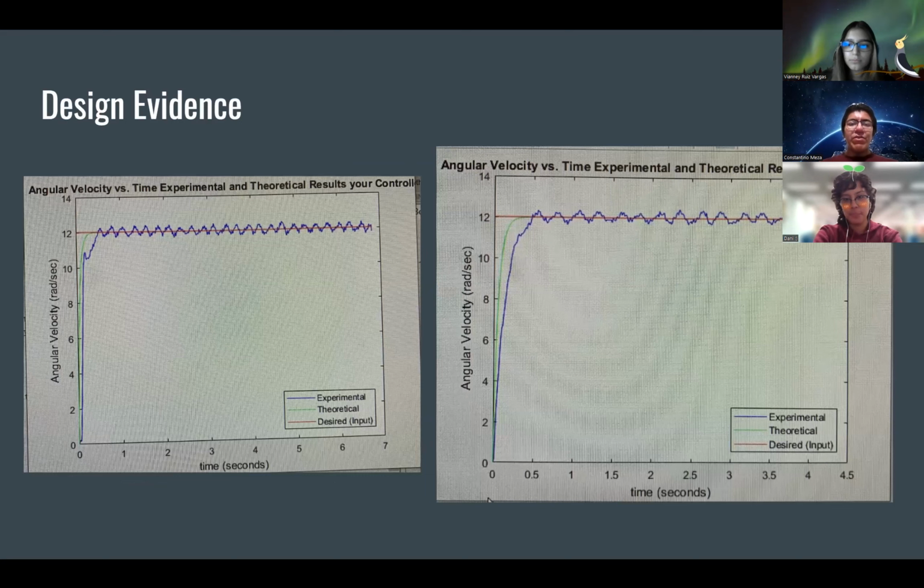As we can see in the first graph, the theoretical angular velocity and the experimental results aligned significantly close to each other, with a wave-like feature at 12 radians per second. That's how we know we did it right, because if the experimental value was off and not even on the line of 12, we'd know it wouldn't work. Since it's on the line, it's fully functional and it works.